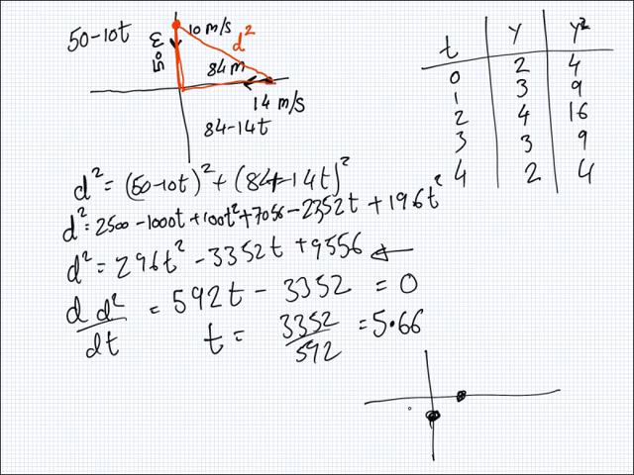Yes. Let's get these two distances. So can someone do 50 minus 10 times 5.66? And maybe you could do 84 minus 14 times 5.66. Now your answer should be negative to indicate that it's in the south, and yours is positive. What did you get? Minus 6.6 meters from the crossroads. And then this distance?